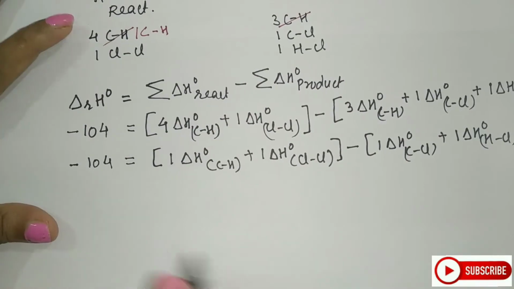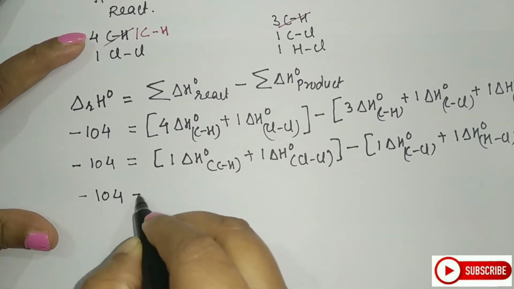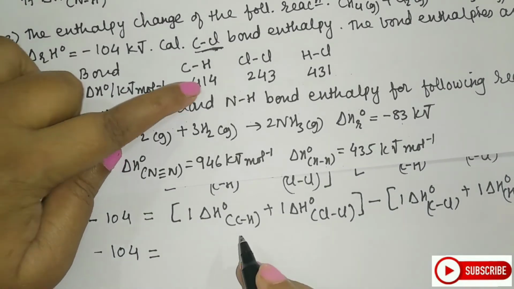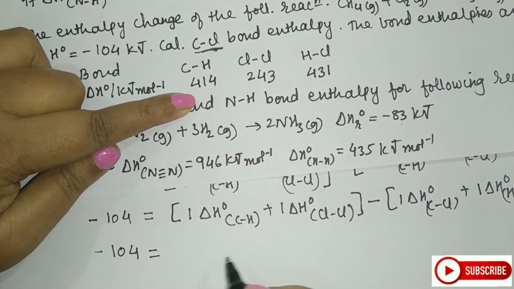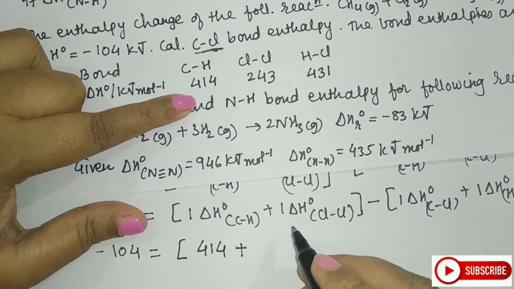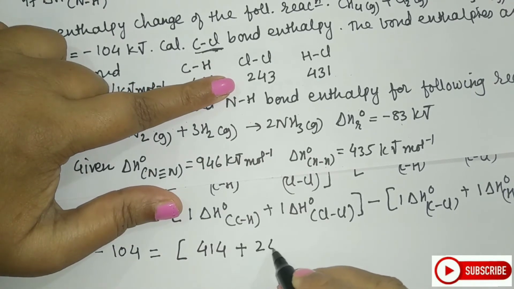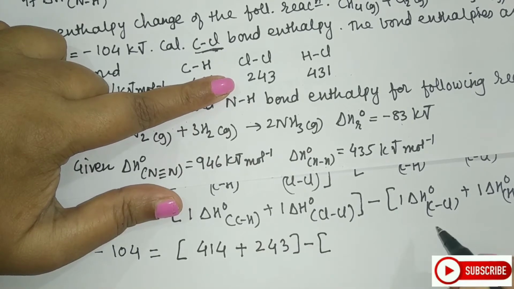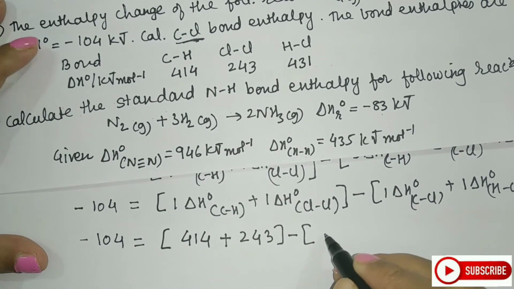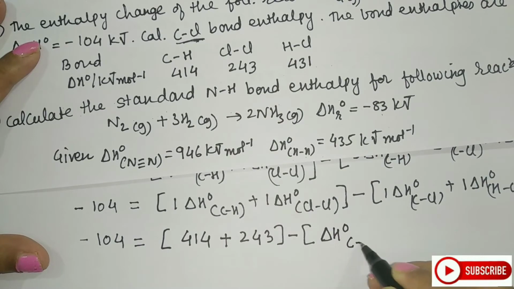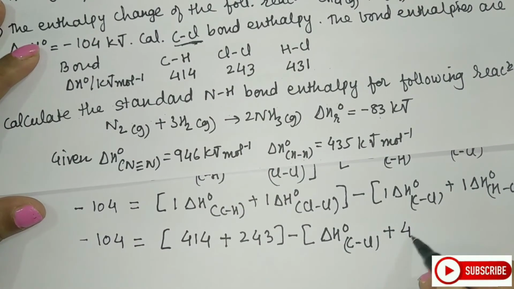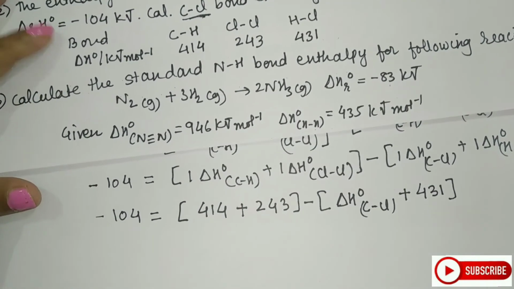So now let us substitute the values. Minus 104 remains on this side. Now the C-H bond enthalpy they have given as 414, so let us substitute 414 plus 1 time that of Cl-Cl. How much is Cl-Cl? 243. Minus this is C-Cl, which you have to calculate, so I will write it as it is, the standard enthalpy of C-Cl bond, plus what is H-Cl? H-Cl they have given as 431. So this is what we made the calculation.